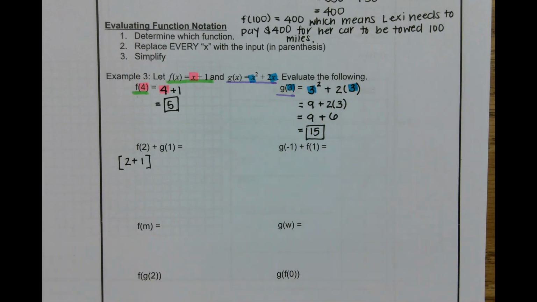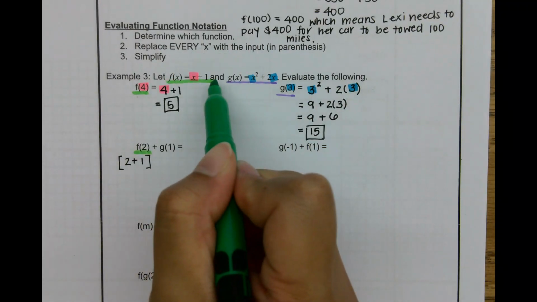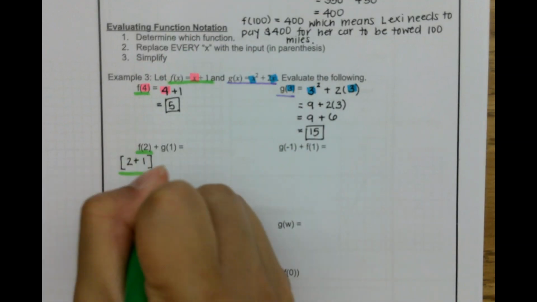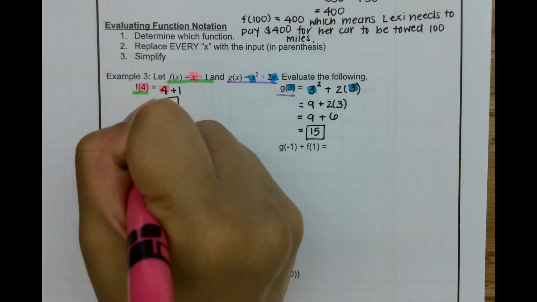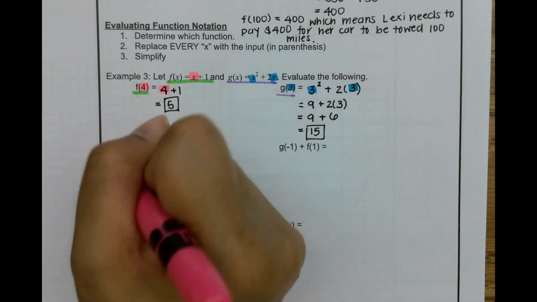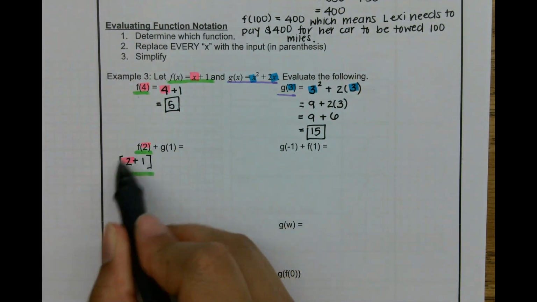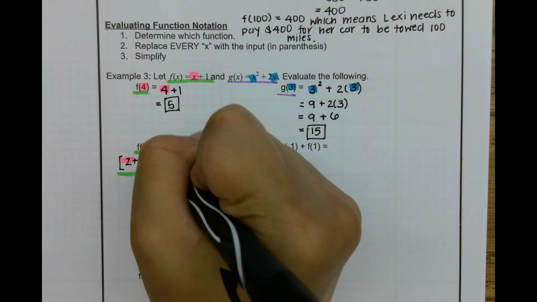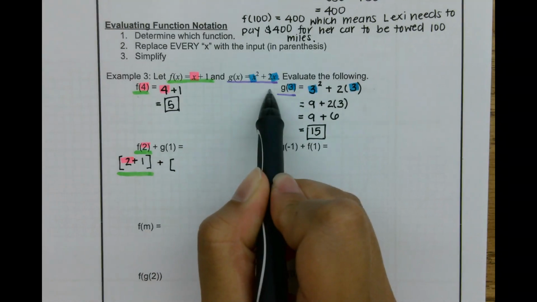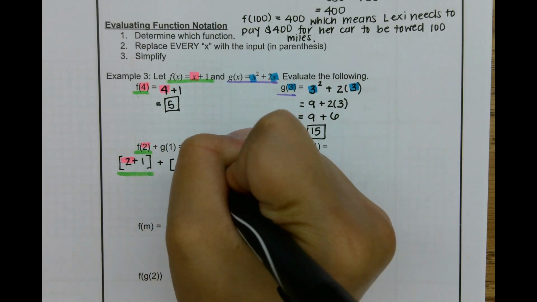Okay, so let me just highlight things for us first. So f of 2, that f tells me I'm using this function. And then this 2 in parentheses tells me I'm plugging it in here. Okay, so that's why you see here that 2 plus 1. And then so f of 2, that's this, plus whatever g of 1 is. Okay, so that means I'm using this one here. I'm going to plug in 1 wherever that x is. So 1 squared plus 2 times 1.